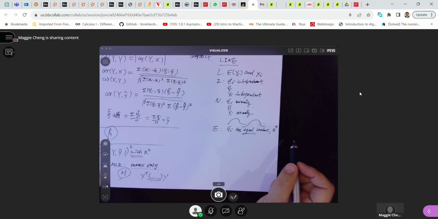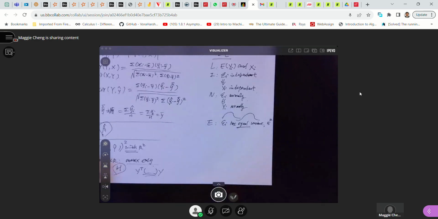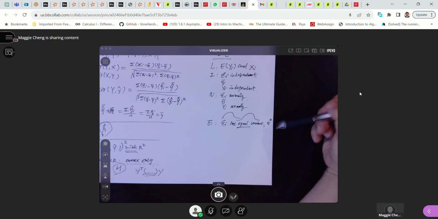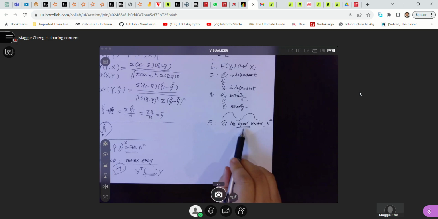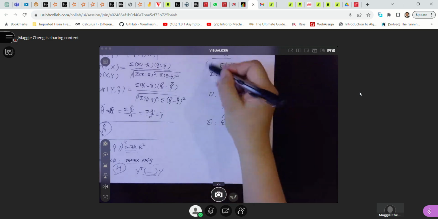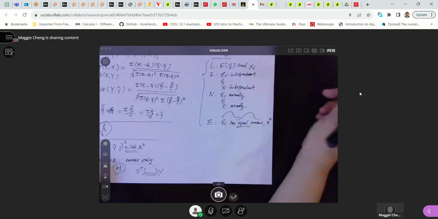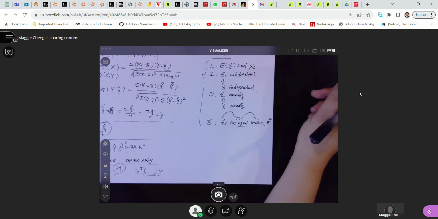In the derivation we talked about earlier, we have been using this, because every time we say what is the variance of y, we just say sigma square. We don't have subscript i here. That's because there's the assumption of equal variance. So these are assumptions we have used in multiple linear regression and simple linear regression.